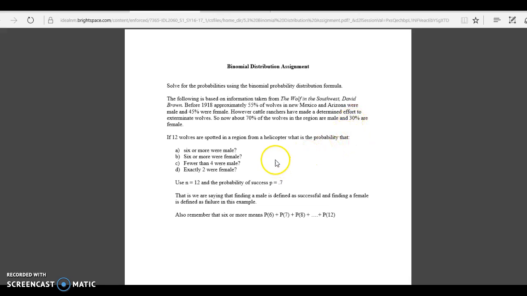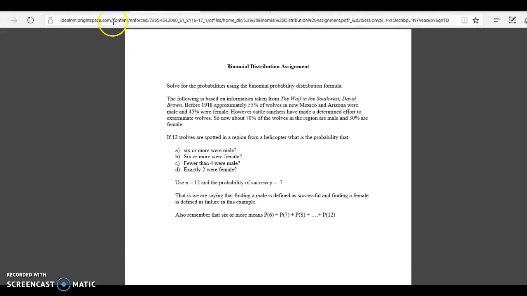And then R: we're interested in 6 or more. So it could be 6, 7, 8, 9, 10, 11, or 12. But we're not interested in the probability of 0, 1, 2, 3, 4, 5. We know the entire sample space adds up to 1, but we're going to throw out 0, 1, 2, 3, 4, 5.